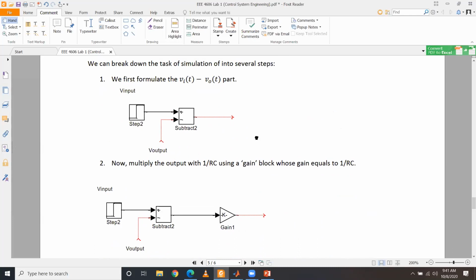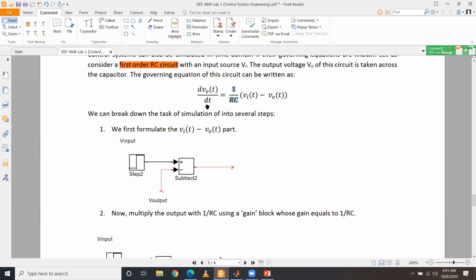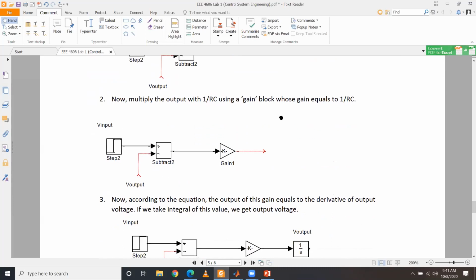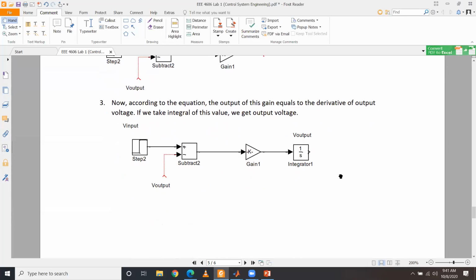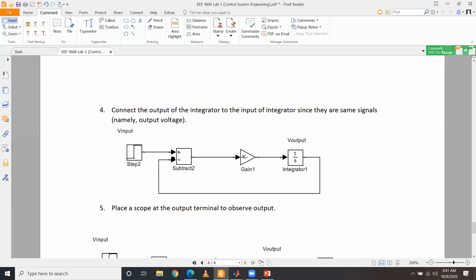Right? Yes, sir. And in this equation, if you take V naught as the subject, what will you get? Integration of the right hand side. So obviously after the gain block, the next stage is the integration part. You add an integrator block directly, and the output of the integrator block will give you V naught. And this V naught is the output. So you connect this V naught back to the subtractor block. Is it clear? Yes.